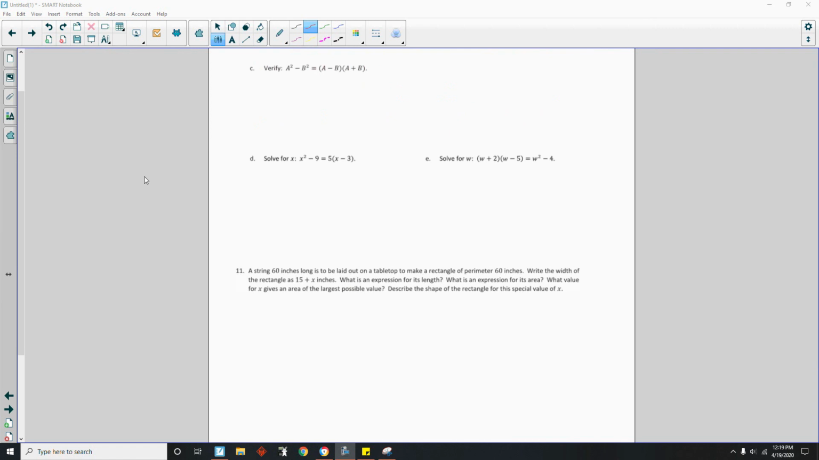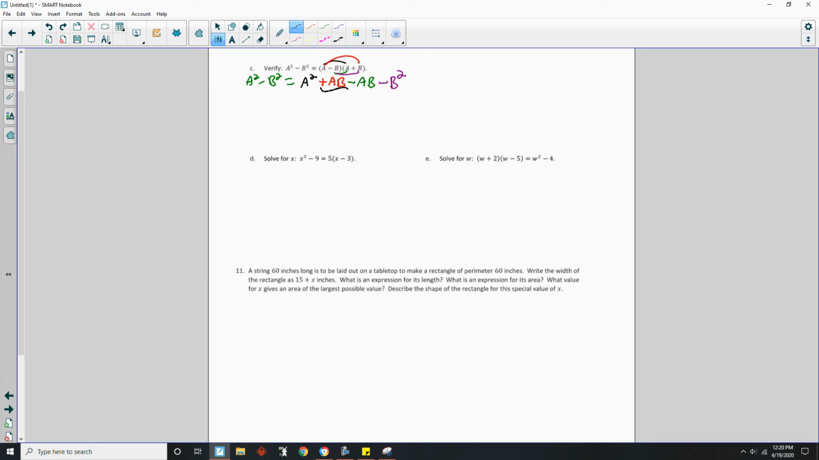Okay, page 5 brings us to part C, more verifications. It says verify a squared minus b squared equals a minus b times a plus b. Well, a minus b times a plus b equals, and we're going to FOIL again, and I will color code it again, a times a is a squared. Outer, a times b, plus ab. Inner, negative b times a, negative ab. And finally, last, negative times a positive is negative, b times b is b squared.